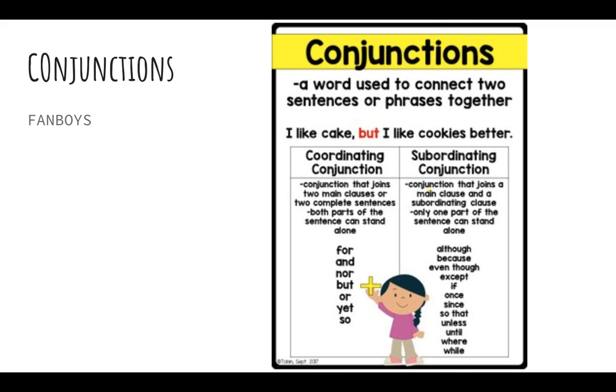Then we have subordinating conjunctions, and they join a main clause and a subordinating clause. So only one part of the sentence can stand alone. Although, because, even though, except, if, once, since, so that, unless, until, where, and while. Although I like popcorn, I like cake better. Can you just say, although I like popcorn, as a sentence? No, that's not a complete sentence. It doesn't make sense on its own. So you have to finish the sentence with another clause. Okay?